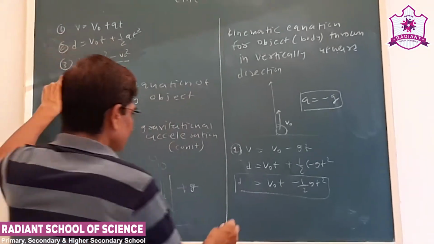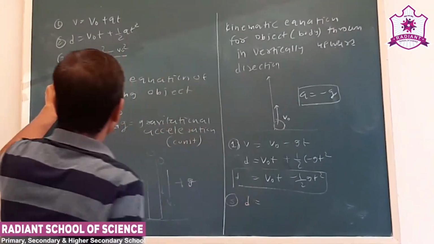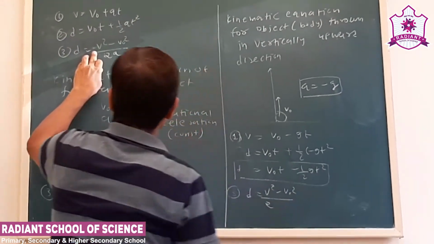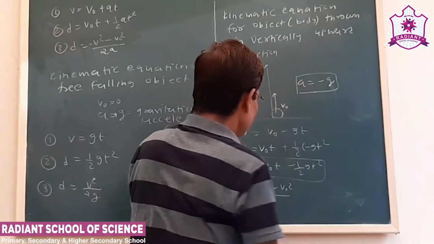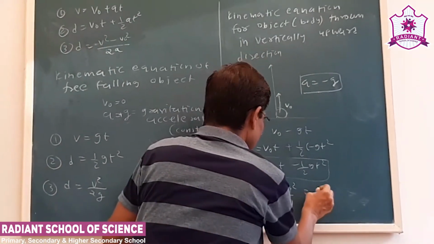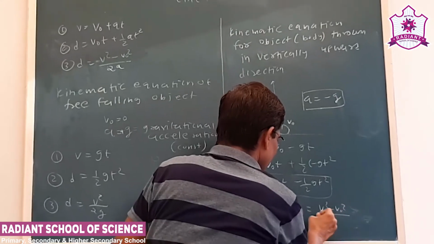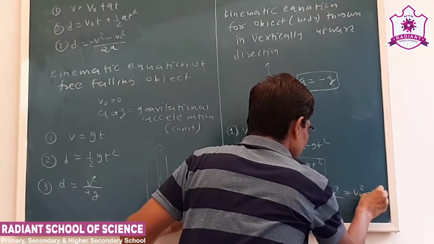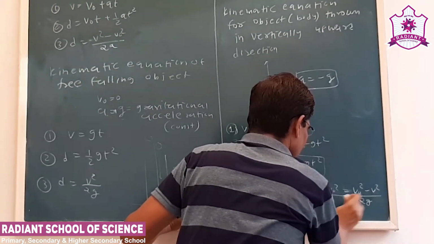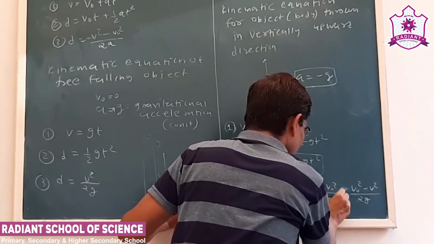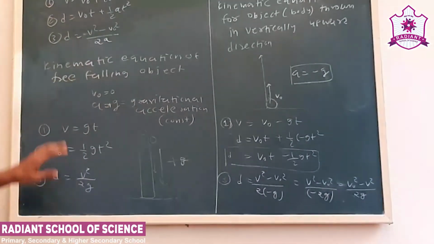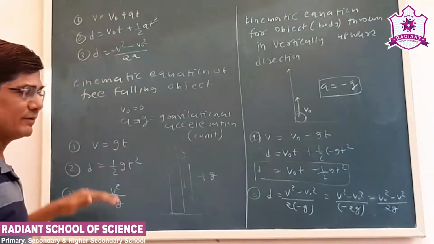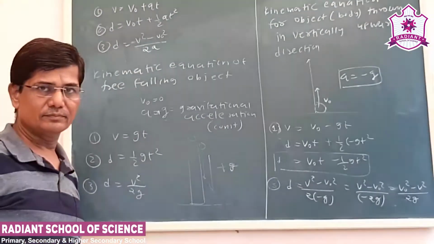The third equation, d is equal to v square minus v0 square upon 2a. Since a we substitute by minus g, it will be v square minus v0 square upon minus 2g, or we can write v0 square minus v square upon 2g. Depending on the initial condition given, either the body is thrown vertically upward or the body is allowed to fall freely, we will be using these equations.